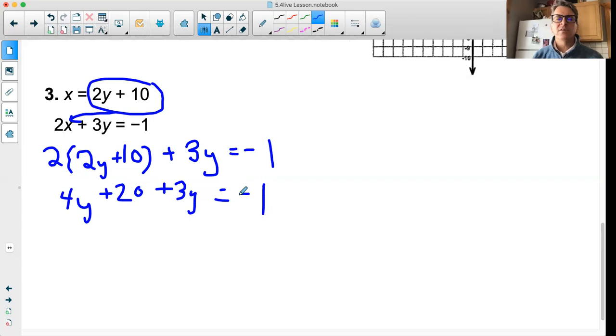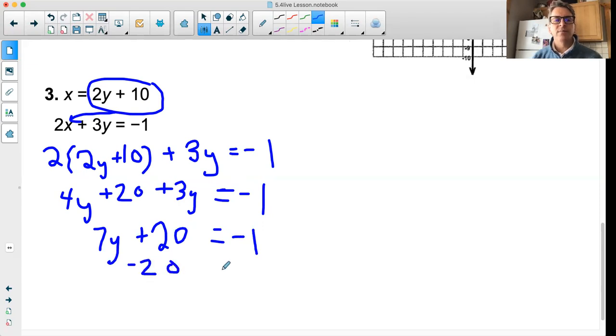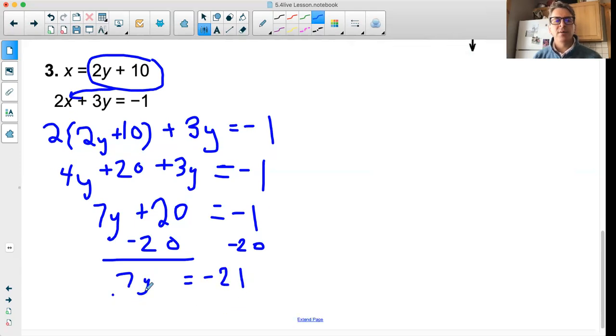Now, it doesn't say we're going to get a special solution all the time. So you can see here, combining your like terms, I have 7y, because it appears we're going to get an actual answer here, an ordered pair. So if I subtract 20 from both sides, that enables me to have 7y is equal to negative 21. And dividing by 7, I have y is equal to negative 3.